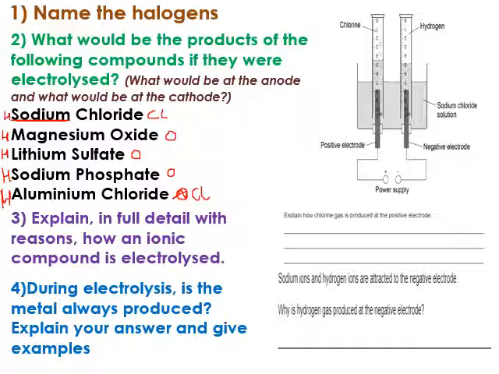Question 3, explain in full detail with reasons how an ionic compound is electrolyzed. So this is our method. So the first thing you need to be stating is that an ionic compound needs to be in a molten state. That's your first mark. It needs to be in a molten state. Why? So the ions are free to move and can carry the charge.